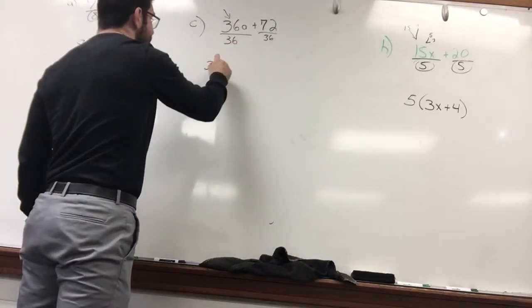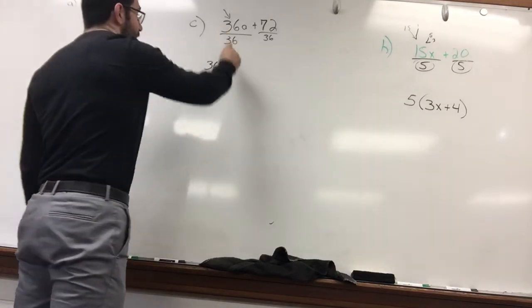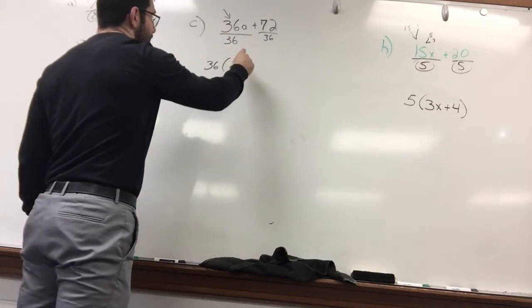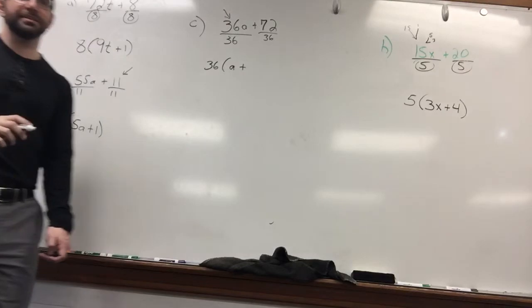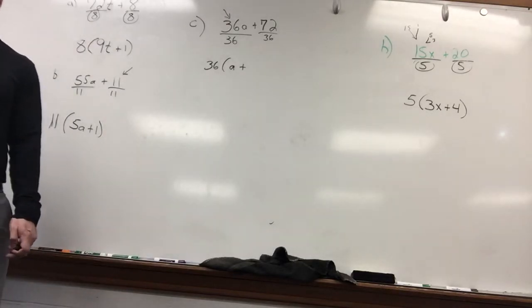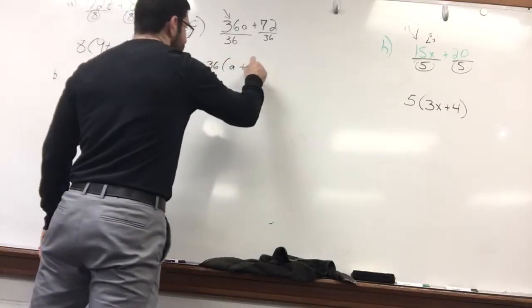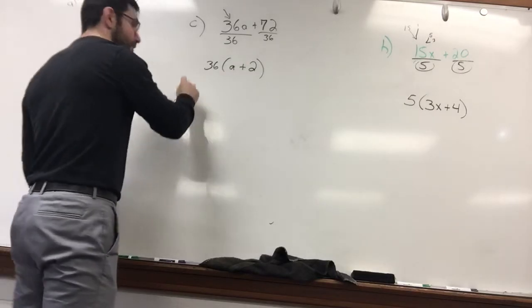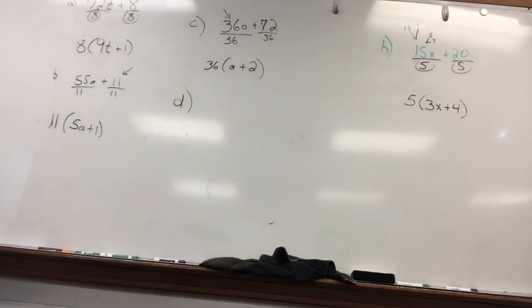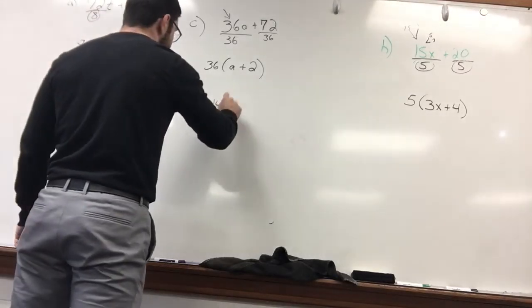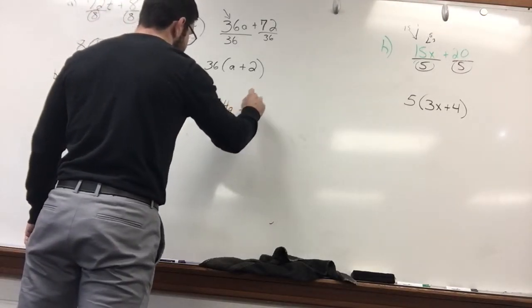36 absolutely goes into both. That leaves me with 1, whatever the variable is, I have a. But 36 times what gives me 72? 2. Okay, letter D. I got 144Q minus 15.